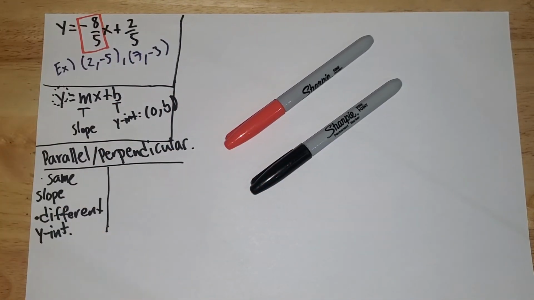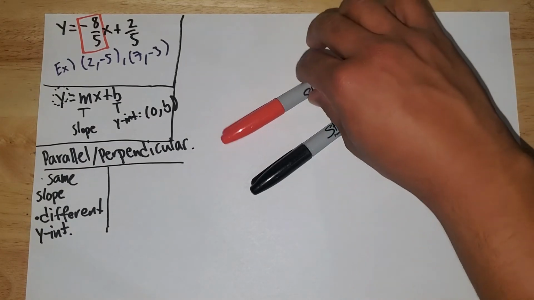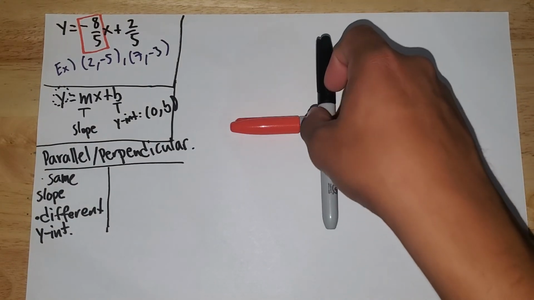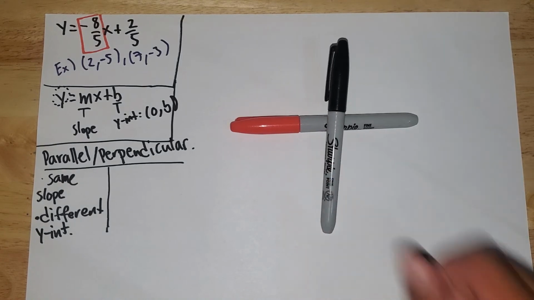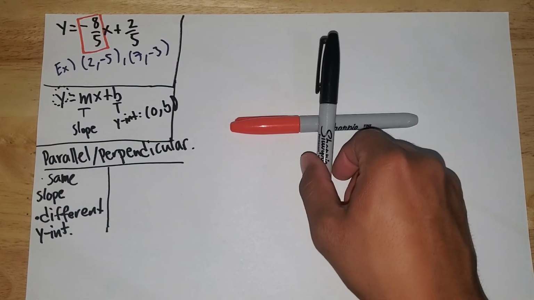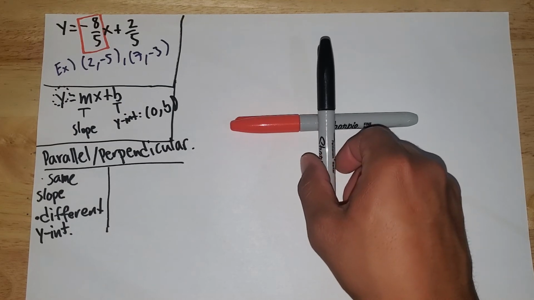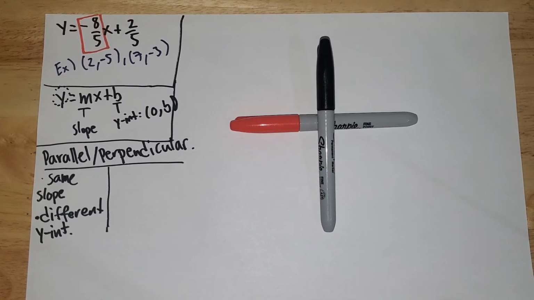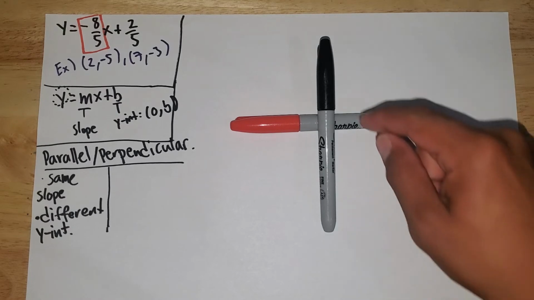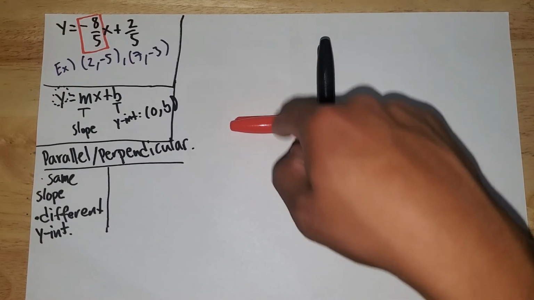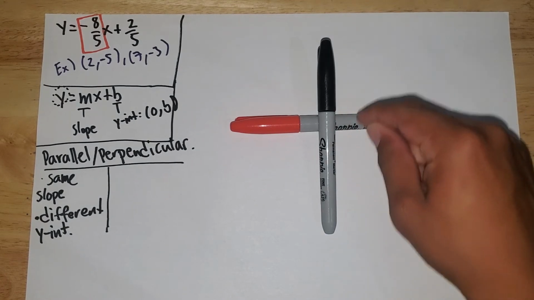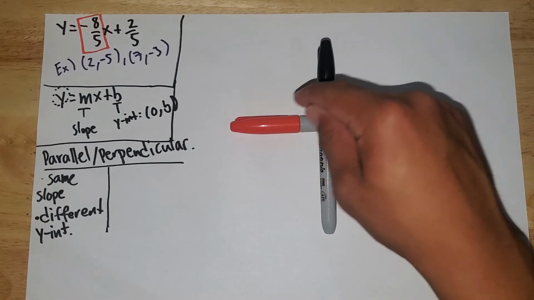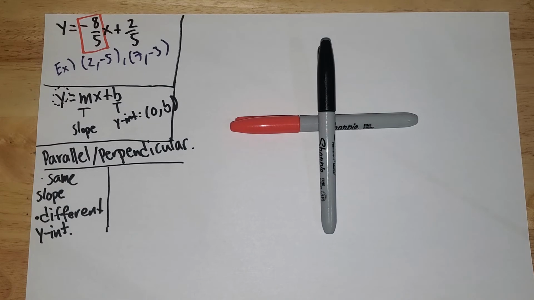Now, perpendicular, if you're looking at a graph, perpendicular is like this. It makes a perfect cross. And geometrically, what that means is all four angles here are right angles, meaning they're 90 degrees, 90 degrees, 90 degrees, and 90 degrees. They're perfect. But that's if you're looking at a graph.